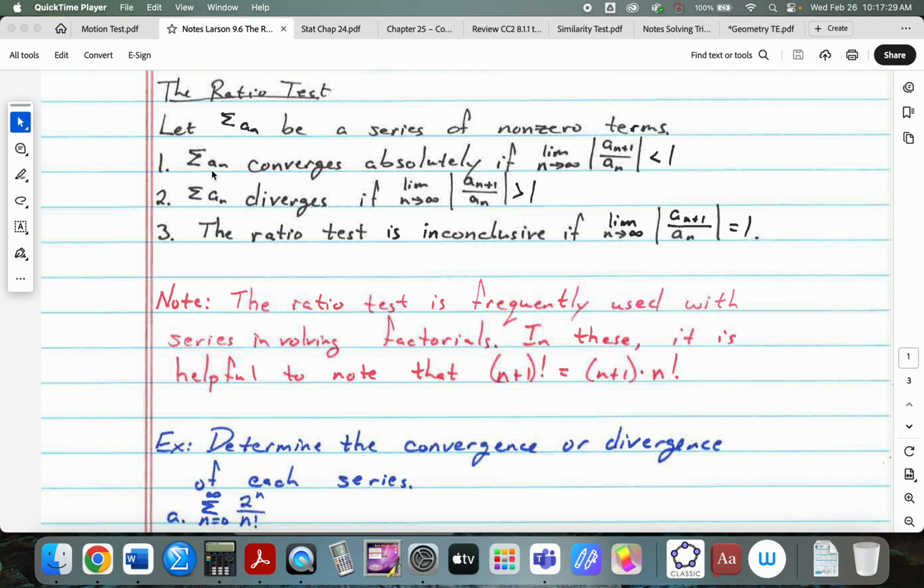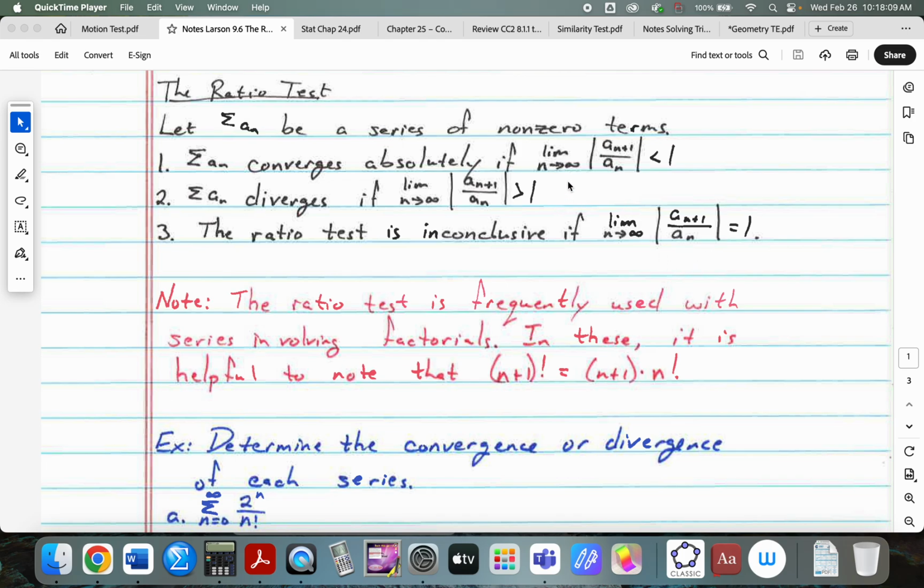So the summation of a sub n converges absolutely if the limit as n goes to infinity of the absolute value of a sub n plus 1 over a sub n is less than 1. And then it diverges if the limit as n goes to infinity of a sub n plus 1 over a sub n is greater than 1. If, on the other hand, the limit as n goes to infinity of a sub n plus 1 over a sub n is equal to 1, the test is inconclusive. It doesn't tell you anything.